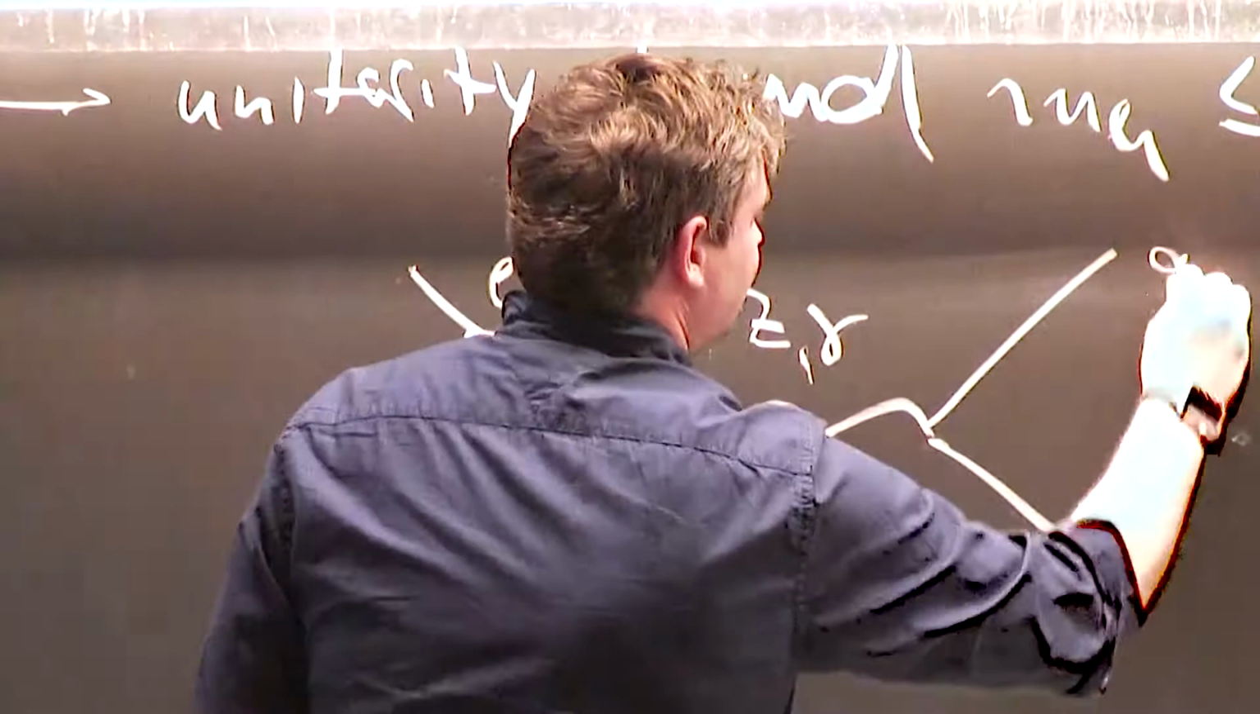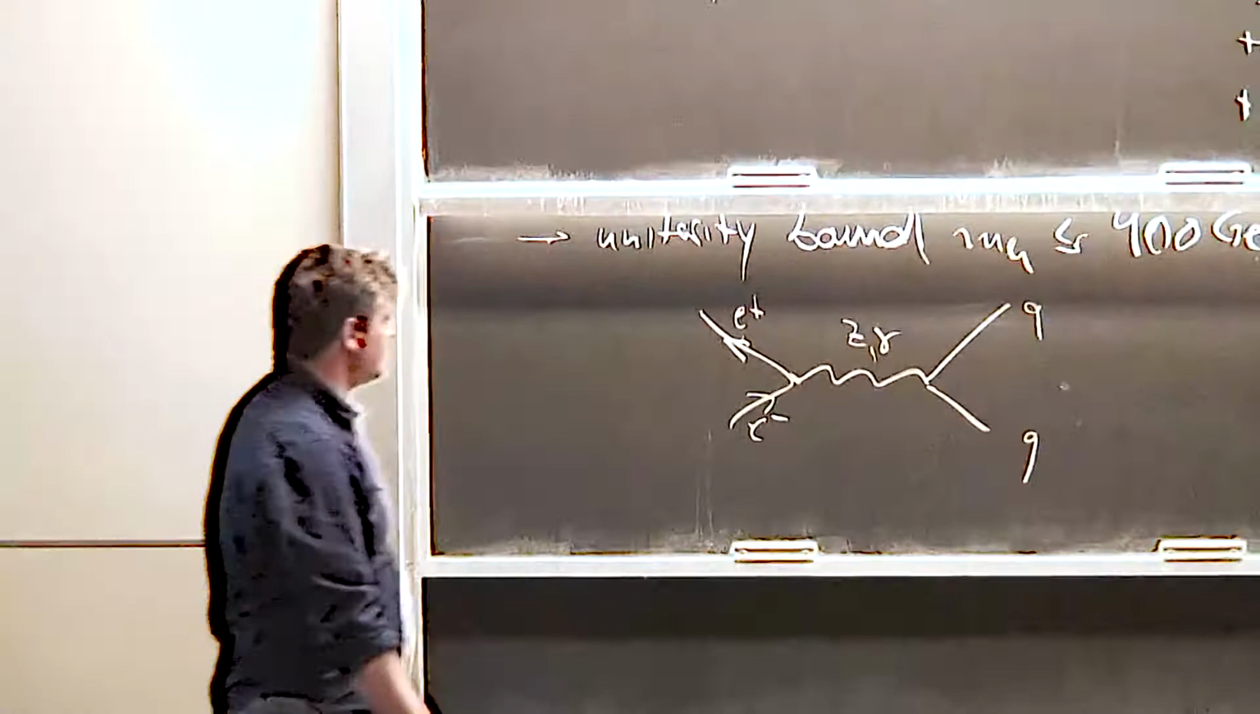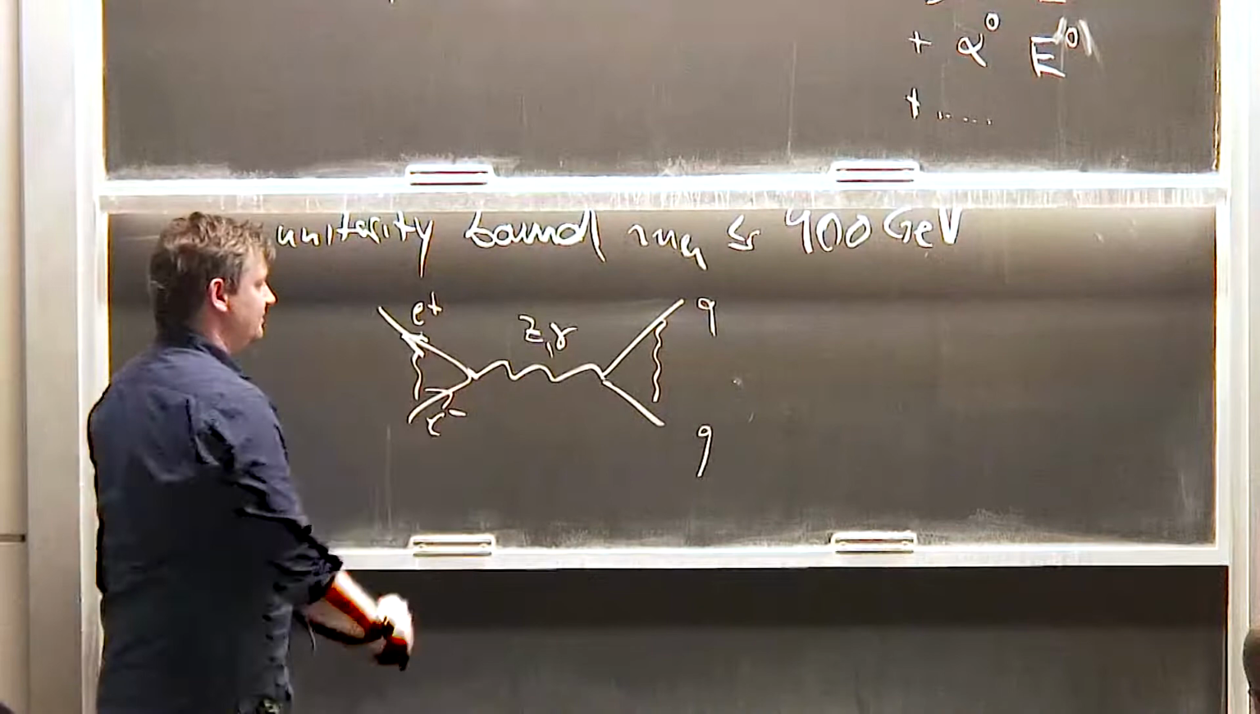So you have Z or gamma, and you observe this in two quarks. Then at higher orders, you can write all sorts of corrections to it. You can, for example, write a loop here, or you can write a loop here. Or you can also write loops here, for instance, right? So you can have a Higgs, for instance, like this.